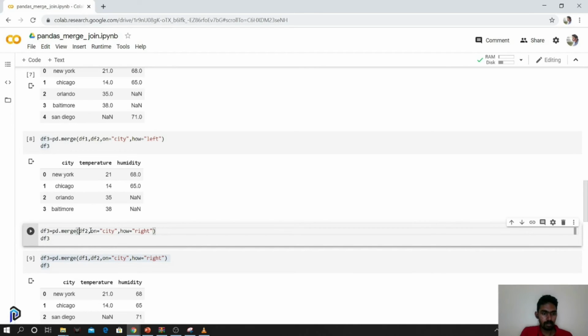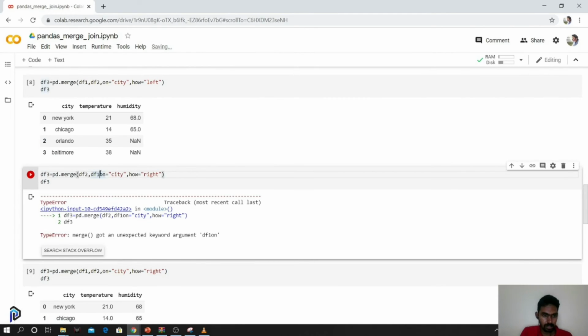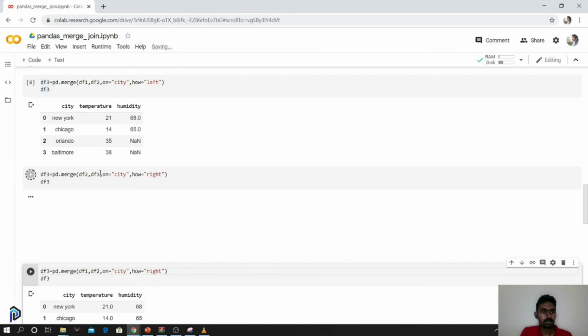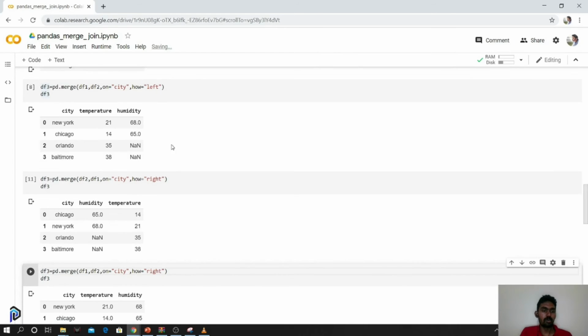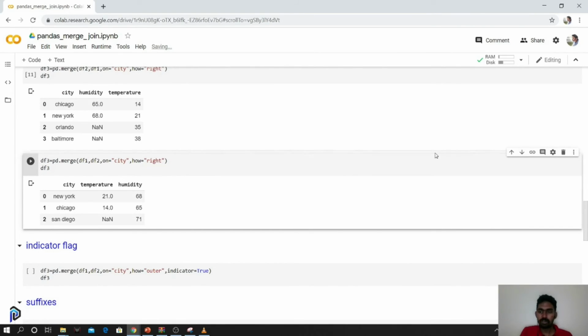So this is the same. What I'm doing is I'm just changing the order over here. So the same output over here would be repeated. Let's see. Sorry, I'll just not put the comma over here. Yeah, it's the same output. So the left and right just determines the order in which you are merging. Okay, so far we have seen about it.